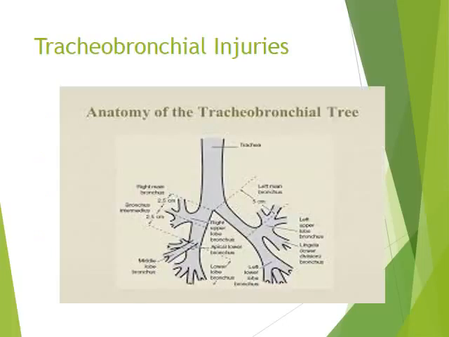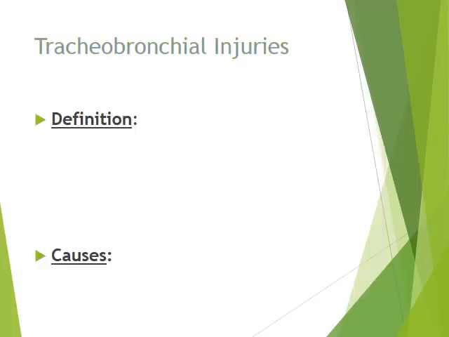All right, tracheobronchial injuries. As the name states, tracheobronchial injuries happen in any of the areas that are shown on this diagram. So could be the trachea, could be the carina, could be any of the surrounding bronchial areas there. Okay, so that's the definition.